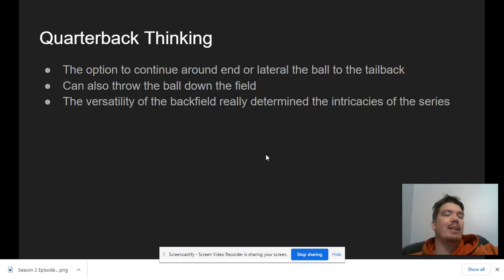Then when we get to the quarterback, he has the option to continue around the end so he can get the ball and just go, or lateral back to the tailback. He can also throw the ball downfield.